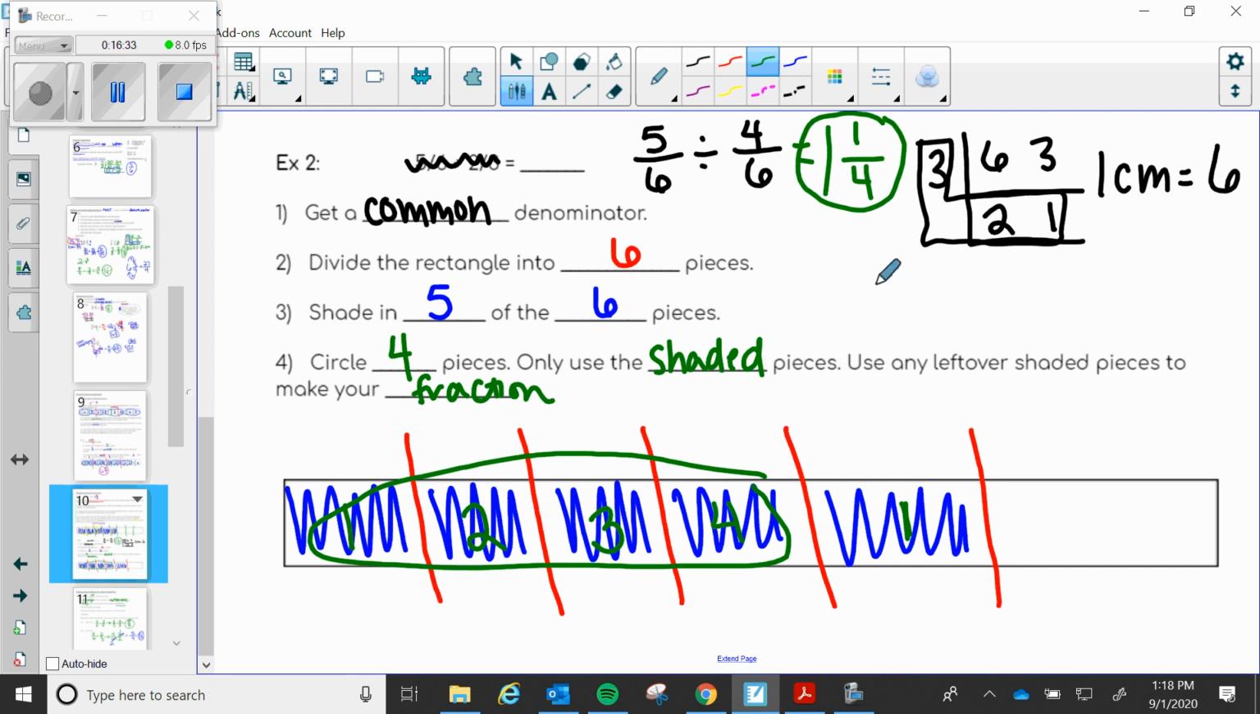You can use keep, change, flip to check your answer if you're unsure if you did the model correctly. But remember, if I ask for a model to be used, I do expect you to use one of these methods depending on the problem. You always can use KCF to check your answer, but if I ask for a model, you must draw out your model.